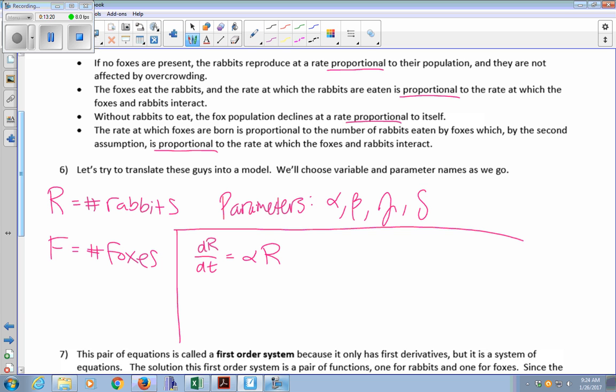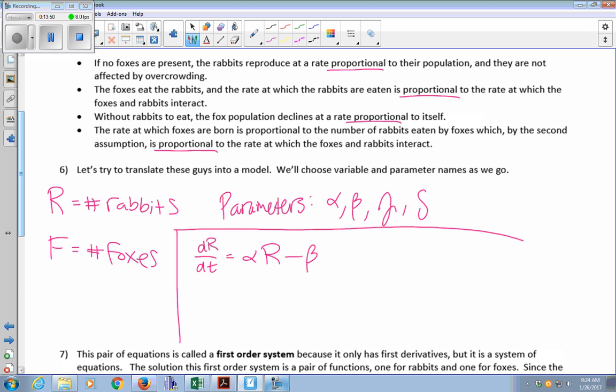So the foxes eat the rabbits, the rate at which the rabbits are eaten. This is how the rabbits grow, but then their population declines as they get eaten, so I'm going to subtract how often they're eaten. And that happens proportional to the rate at which they interact. So we need a constant of proportionality, we use beta. And then I need some way to mathematically show they're interacting. So I'm going to use the product of R times F.